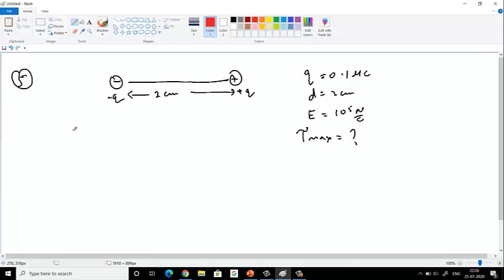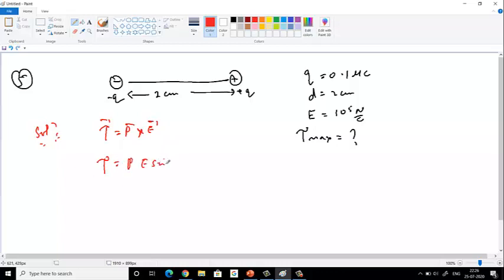So how do you solve this question? First of all, what is torque? Torque is equal to P cross E in terms of dipole moment, because the dipole is given to us. Torque is equal to P cross E, or let us just take the magnitude.